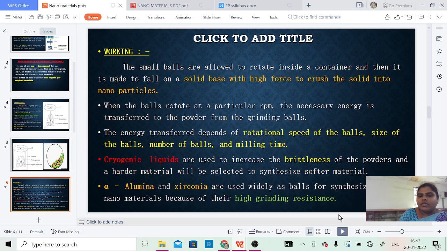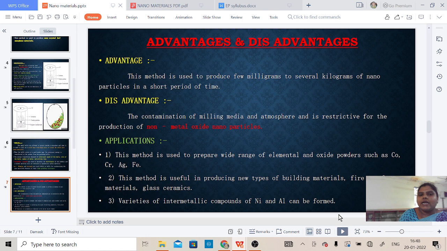Next, cryogenic liquids are used to increase the brittleness of the powders, and a harder material will be selected to synthesize the softer material. Alumina and zirconia are used widely as balls for synthesizing nanomaterials because of their high grinding resistance. Depending upon the resistance, we are using the grinding materials. Let us see the advantages, disadvantages and applications of the top-down approach.